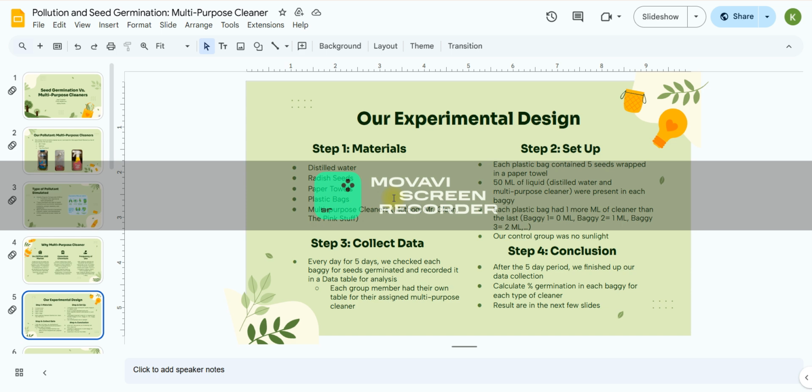On our next slide, we have how we set up our experiment. So we have all of our materials and what we needed, the rundown of how we set it up, how we collected data, and how we gathered our conclusions. Our group chose this because, like I said, we were interested to see how they would affect the germinated seeds with each different multi-purpose cleaner. So looking at these, we can see that we're not able to tell if one multi-purpose cleaner is going to be more or less effective towards the seeds.